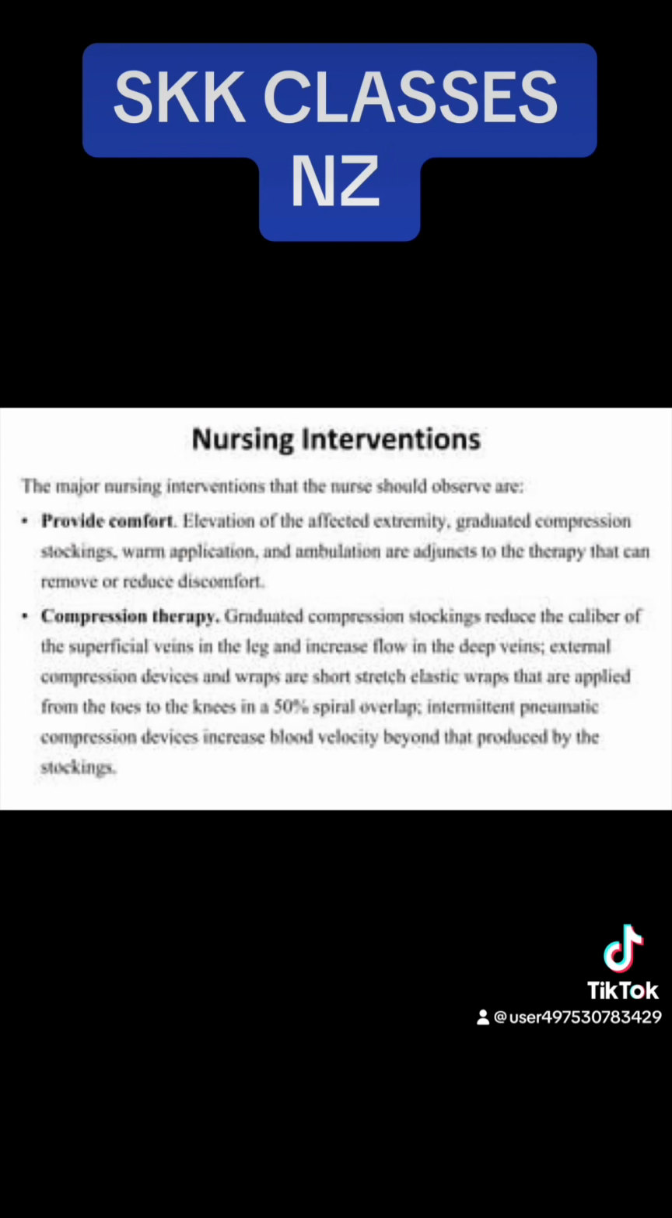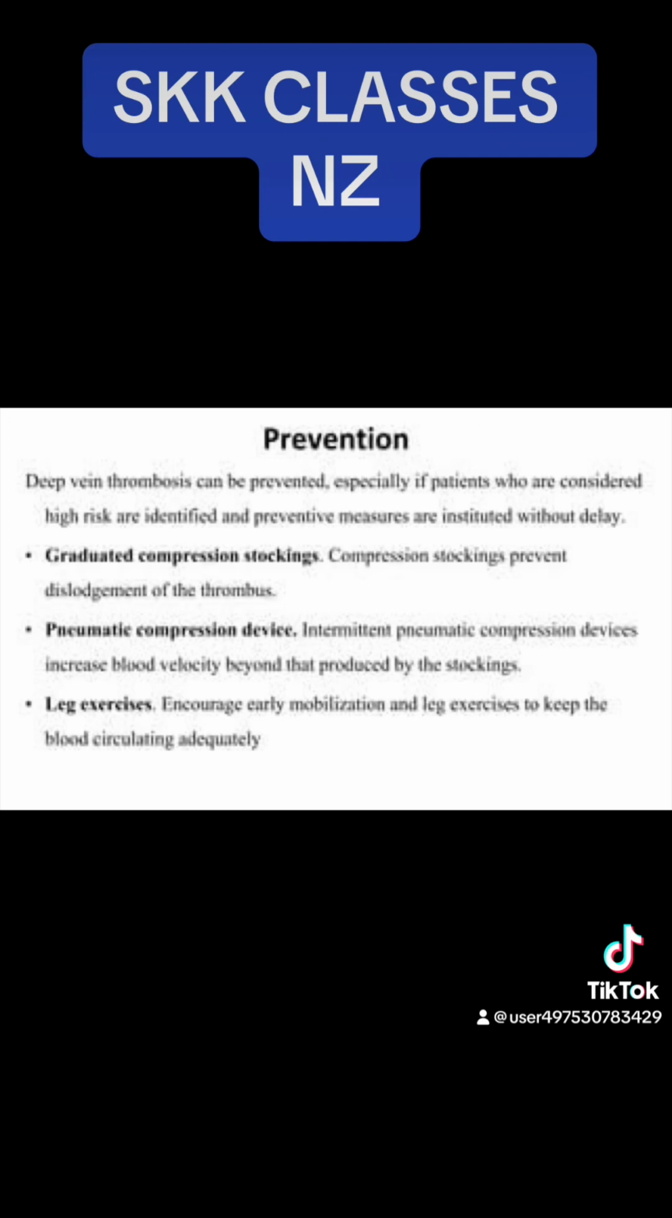First of all, you have to provide comfort to the patient. Then how will you provide comfort to the patient? You have to elevate the affected area, meaning the part which is suspected to be DVT. You have to elevate that area so that the blood circulation of that area is improved. And if the patient is on bed, you have to encourage early mobilization and leg exercise to improve the blood circulation.